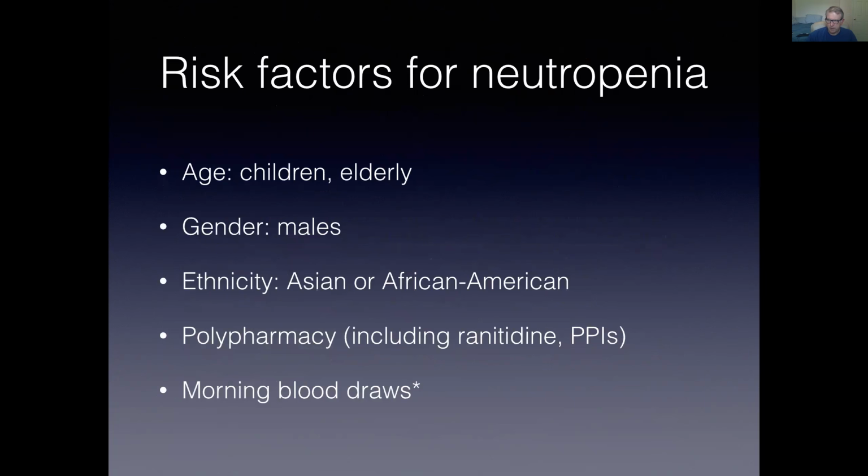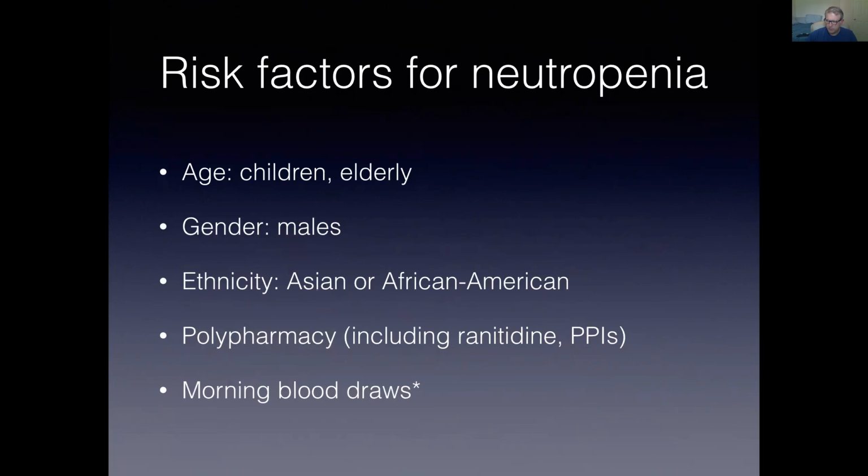Both the very young and the very old are at higher risk for neutropenia. Males tend to have a slight disadvantage; they have a slightly higher risk of neutropenia. Being of Asian or African American ethnicity is a moderate to slight increase of risk. The next bullet point, polypharmacy, about ranitidine and PPIs.